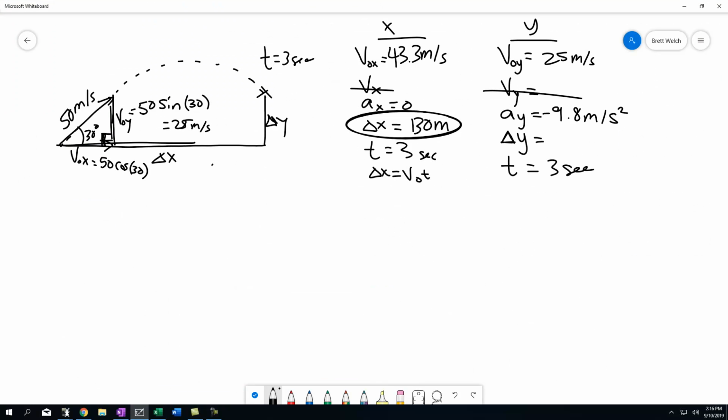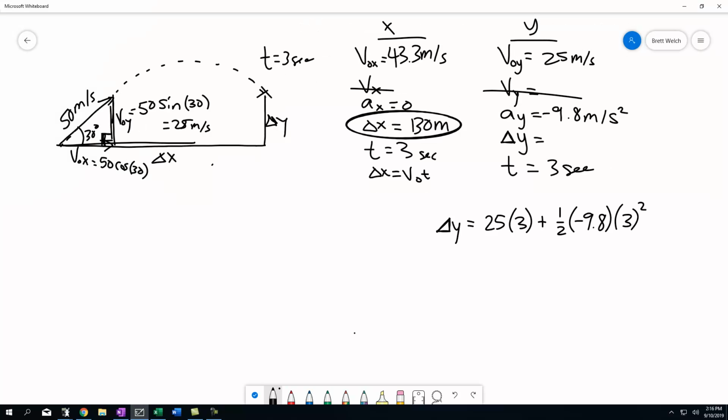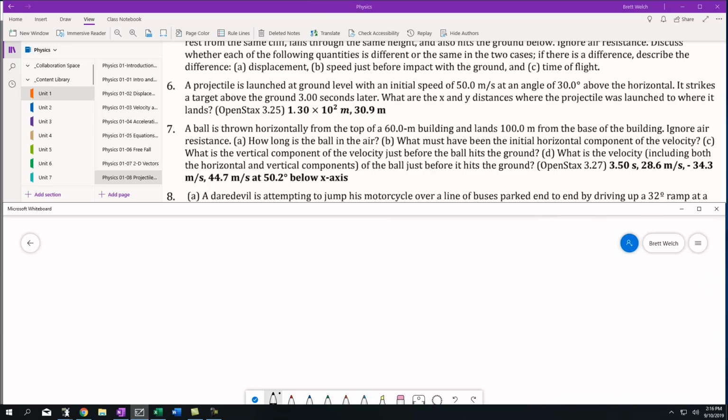Let's open this up a little bit. That tells me that delta y equals v naught, 25, times t, that's 3, plus 1/2, negative 9.8. That's really important. We have that sign change there, times t squared, which would be 3 squared. This is something that we can throw in the calculator from left to right, and we should be able to just get that delta y is 30.9 meters.